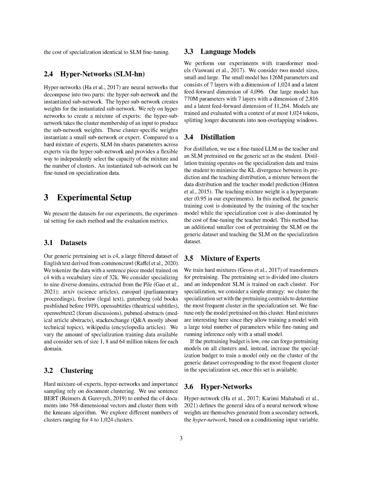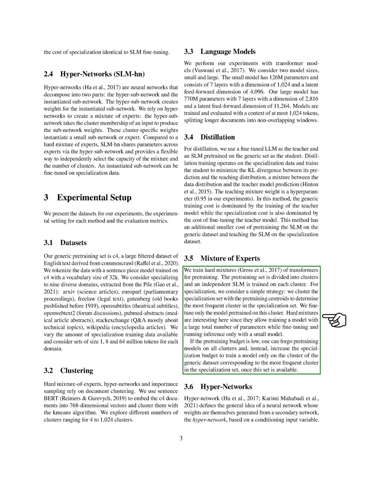On the other hand, hypernetworks, SLMHN, uses neural networks to create a mixture of experts, sharing parameters across experts via the hyper-subnetwork and providing a flexible way to independently select the capacity of the mixture and the number of clusters, with the instantiated subnetwork being fine-tuned on specialization data.